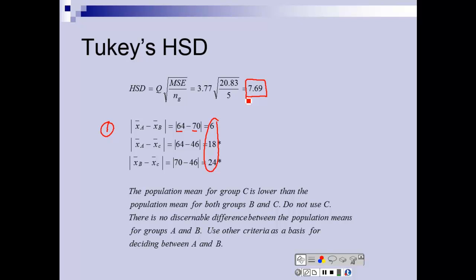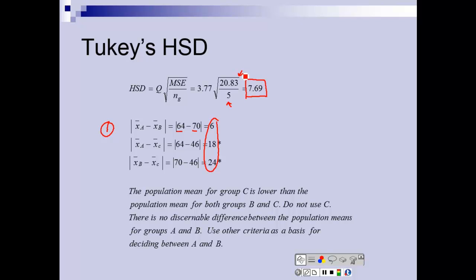So MSE, we calculated that a minute ago. It was 20.83. Remember, we used it in the denominator for the F test. So we already have that. N G is the size of each sample. This particular test, the way we're using it, assumes that the sample sizes are equal for each group. In this case, we had 5 in each group. So that one's pretty easy to get to.